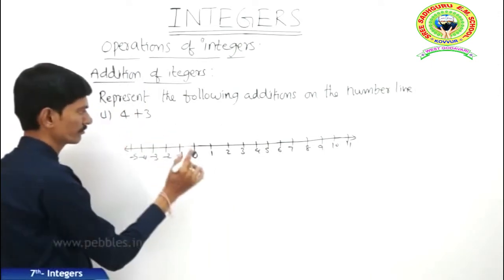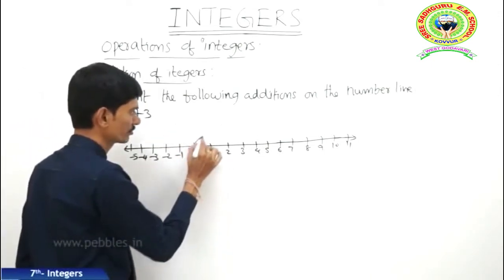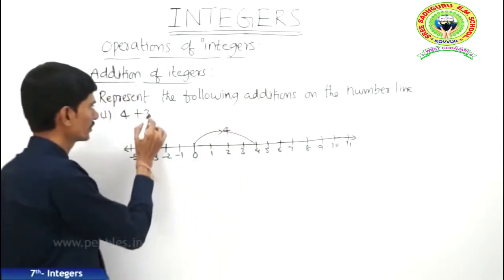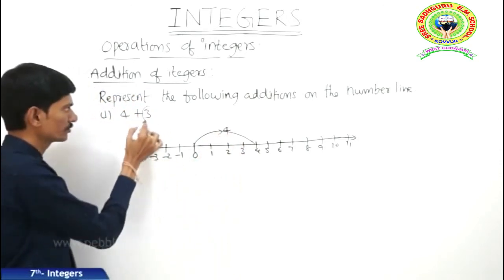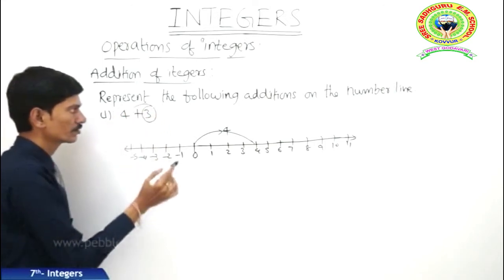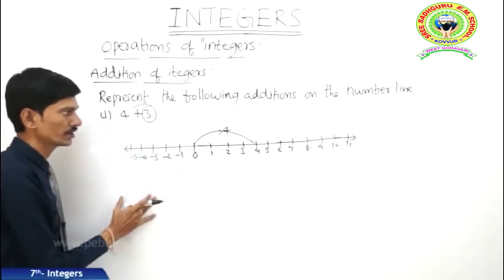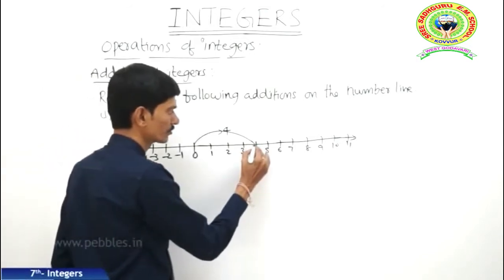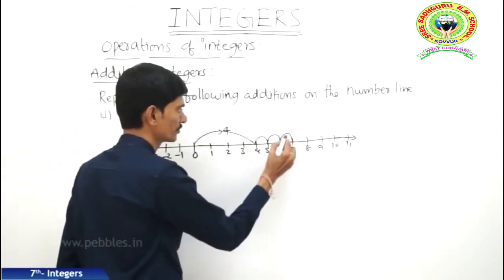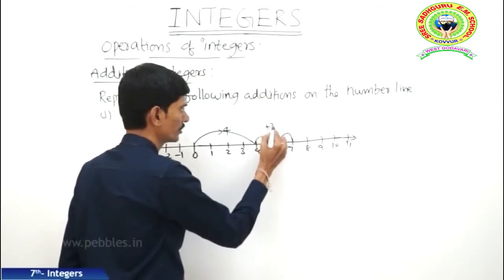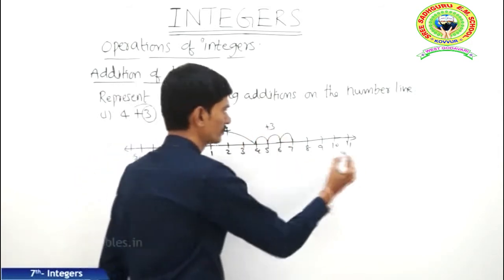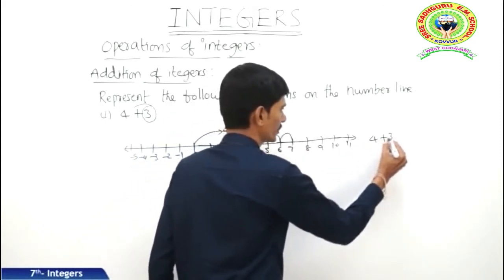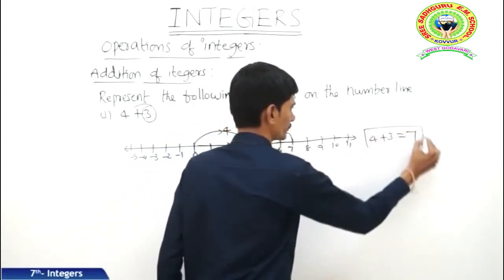Now 4 plus 3. So first we take from 0 to 4. So this is 4, and here plus 3 means positive integer is added. So when we add a positive integer, then we move right on the number line by 3 units. So 1, 2, 3. So this is plus 3. So we reach 7. So then we can say that 4 plus 3 equals 7.